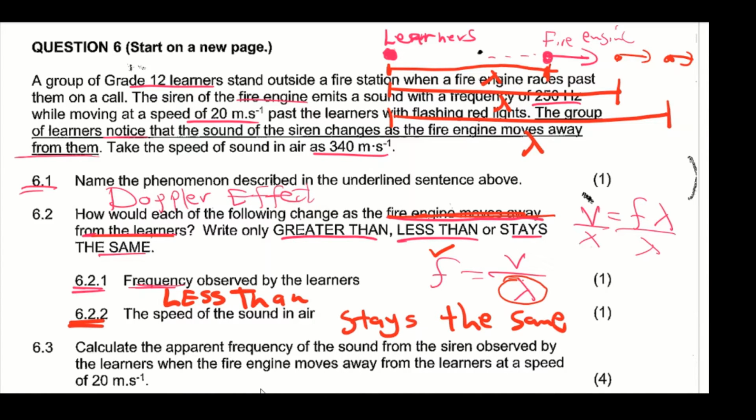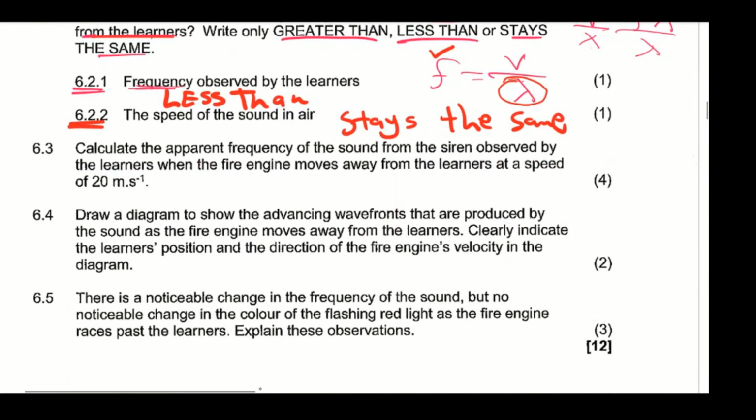Cool. So now we're going to 6.3. It says, calculate the apparent frequency of sound from the siren observed by the learners. It's really critical that you note this down: it's observed by the learners when the fire engine moves away. These are critical points. It moves away from the learners at a speed of 20 meters per second. So please check out your formula sheet at the back of your question paper. You'll find formulas for these types of questions under waves.